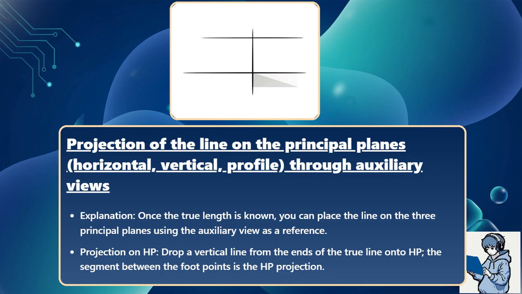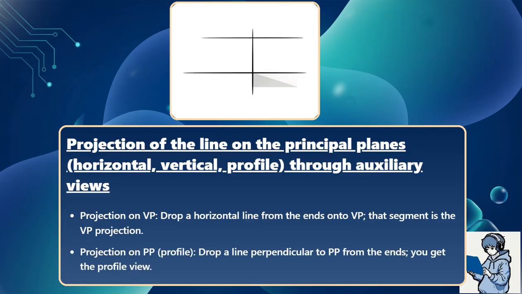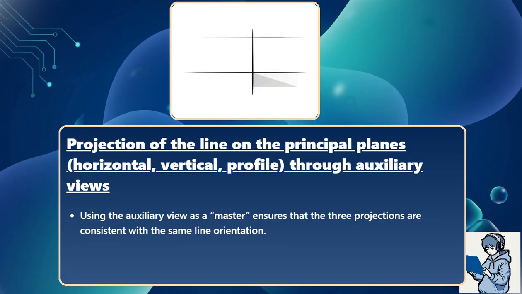The segment between the foot points is the HP projection. Projection on VP: drop a horizontal line from the ends onto VP. That segment is the VP projection. Projection on PP profile: drop a line perpendicular to PP from the ends, you get the profile view. Using the auxiliary view as a master ensures that the 3 projections are consistent with the same line orientation.